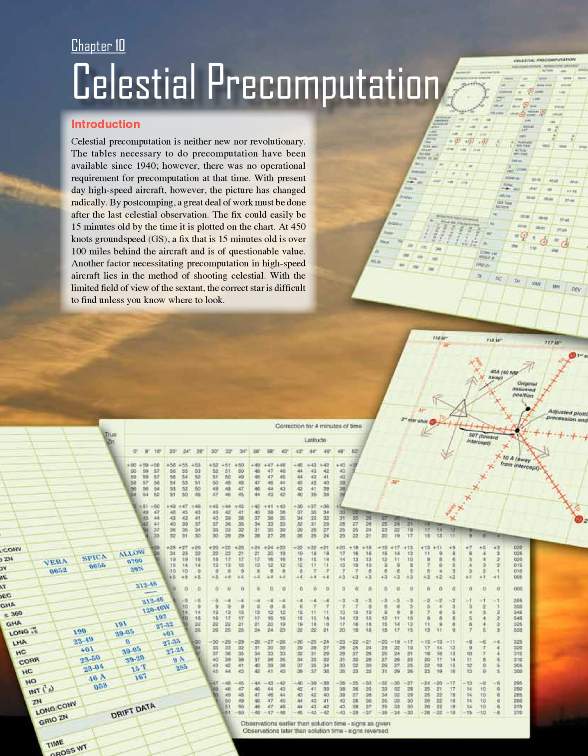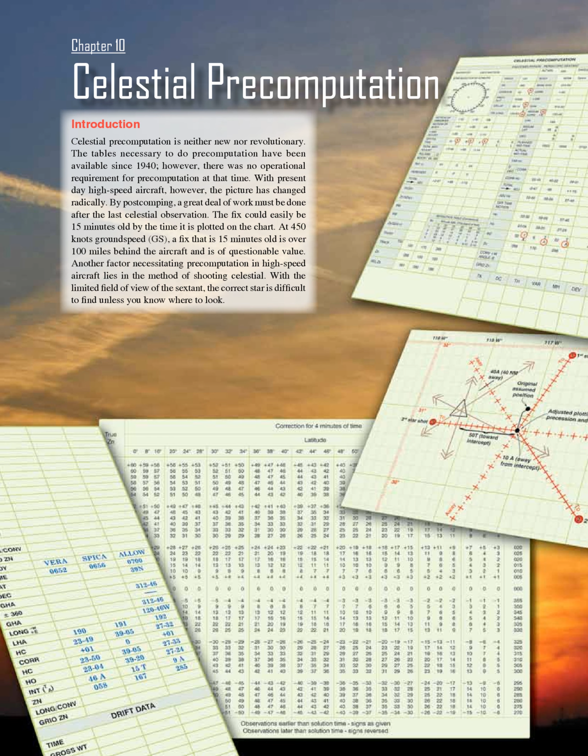By postcomping, a great deal of work must be done after the last celestial observation. The fix could easily be 15 minutes old by the time it is plotted on the chart. At 450 knots ground speed, GS, a fix that is 15 minutes old is over 100 miles behind the aircraft and is of questionable value.